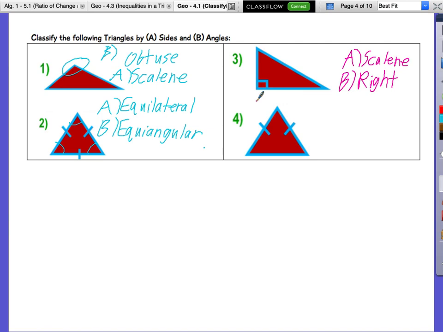Going on to number 4. Looking at the sides. How many sides are congruent? 2. Which of these triangles, which of those 3 from the sides, the top ones, has 2 sides congruent? Isosceles, very good.